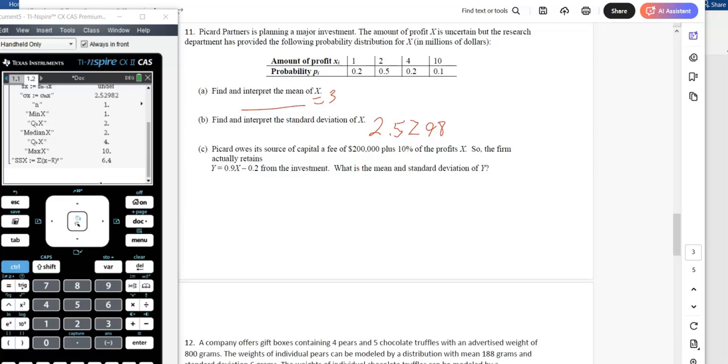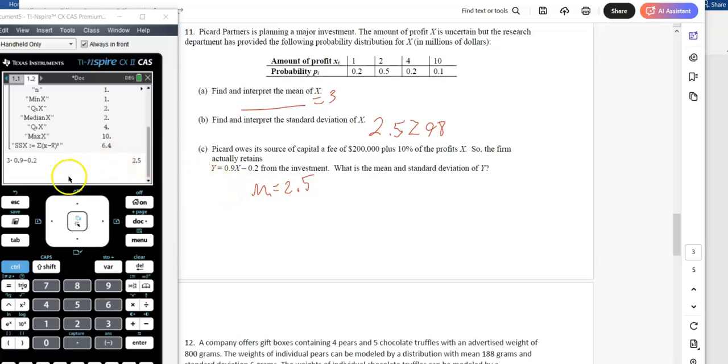Okay, so for this one, we're multiplying by 0.9 and subtracting 0.2. So both of those things affect the mean. So 3 times 0.9 minus 0.2. The new mean is going to be 2.5. You're going to show that bit of work, by the way. I'm just doing it on the calculator. You want to show that work when you do this.